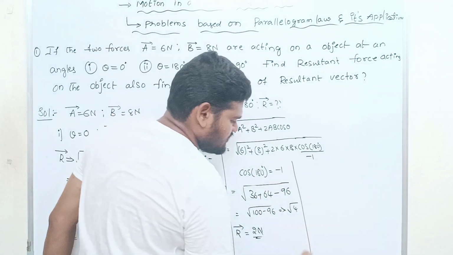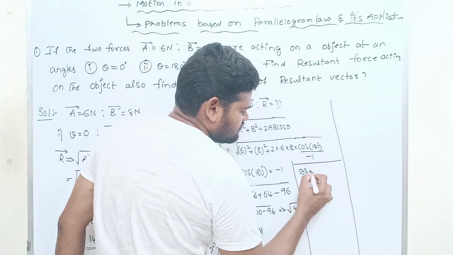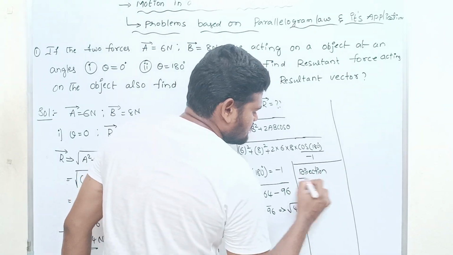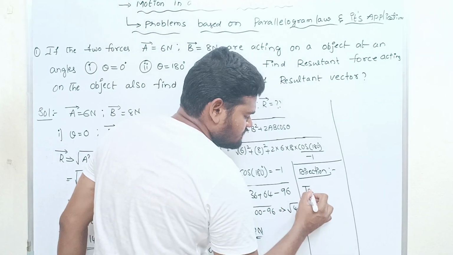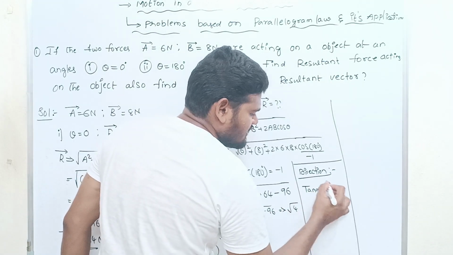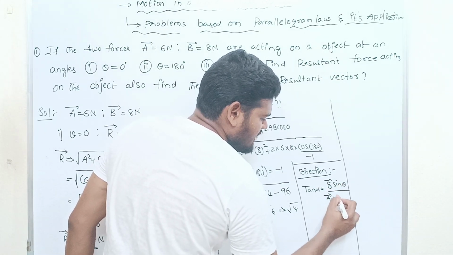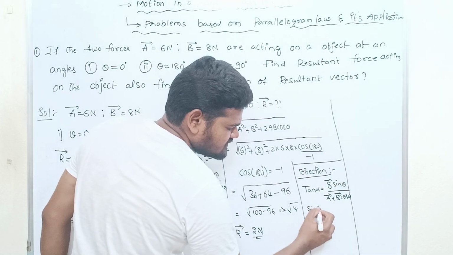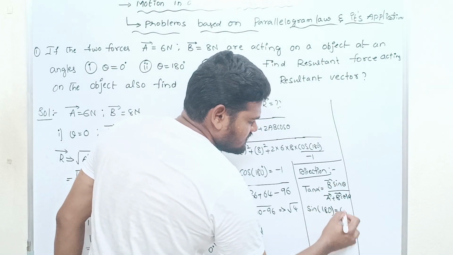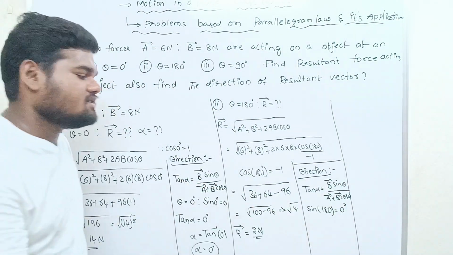Okay, next what we have to find? We have to find a direction. What is the formula for direction of the resultant vector? Tan alpha is equals to b bar sin theta by a bar plus b bar cos theta. Okay, sin theta. What is the value of sin 180? 0. So sin 180 value is how much, ma? 0. 0 by something? 0.